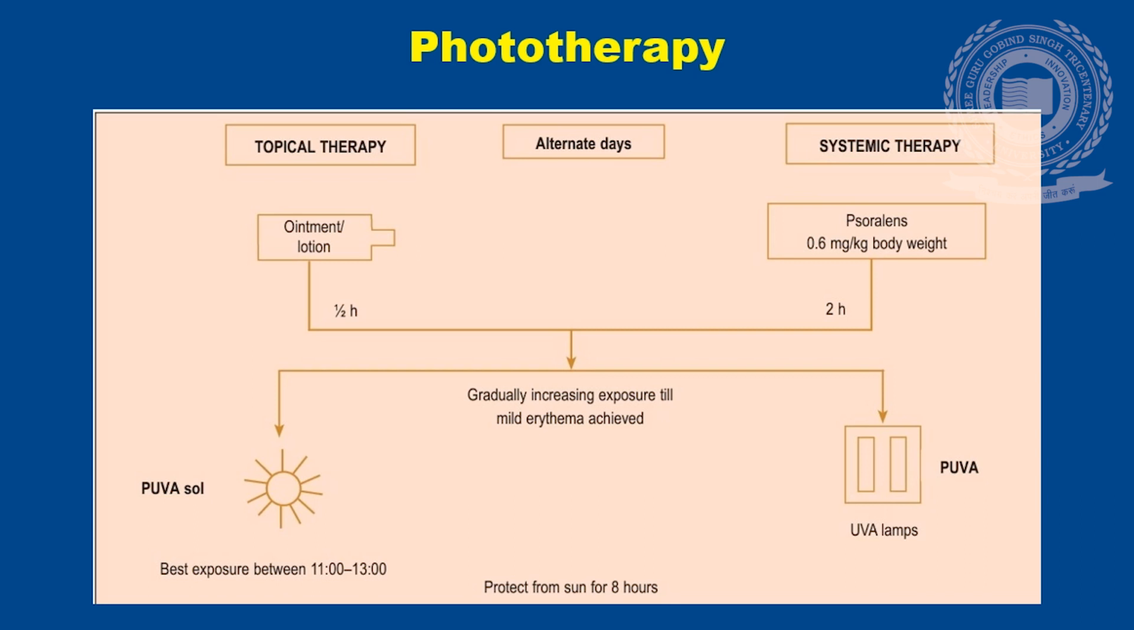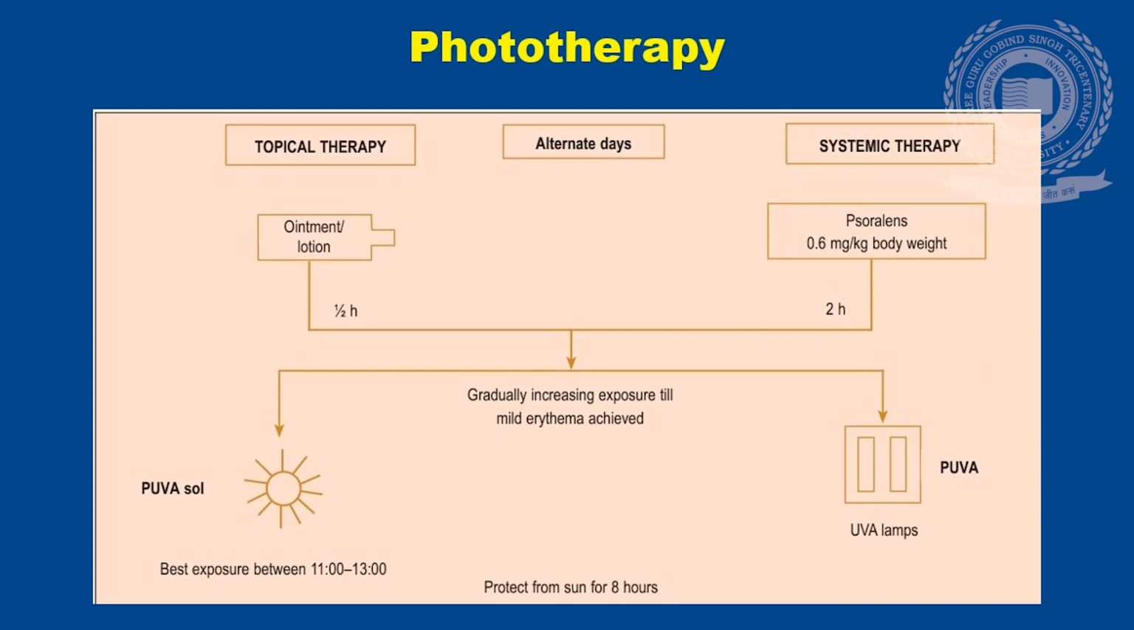The best time to expose to sunlight is between 11 am to 1 pm. This form of phototherapy is known as Mucosal. In systemic therapy, the patient is given oral psoralens in a dose of 0.6 mg per kg body weight, following which a 2-hour gap is given before which the patient is exposed to sunlight. This form of therapy is known as PUVA, or psoralen and UVA. The patient should be protected from sun after this therapy for about 8 hours.